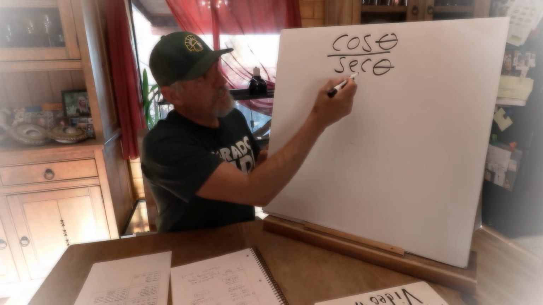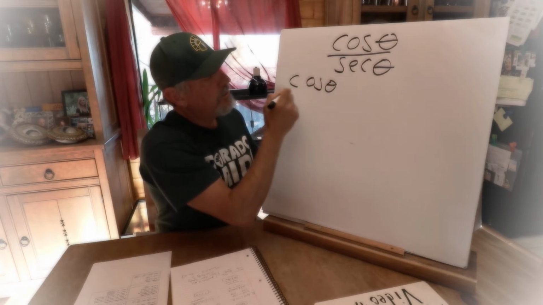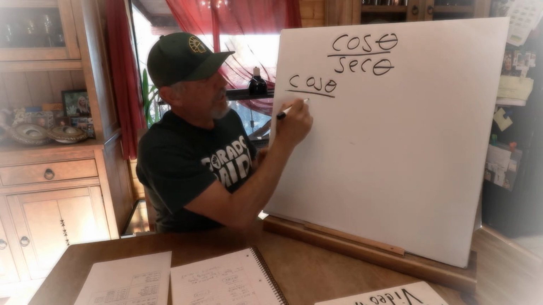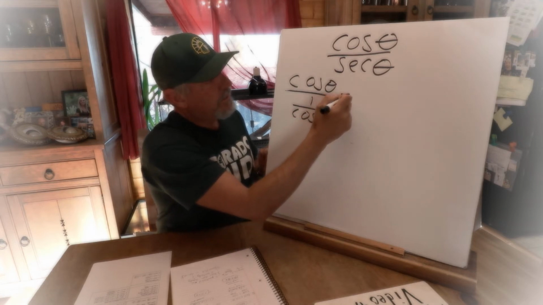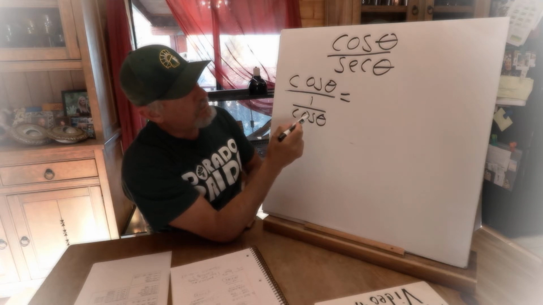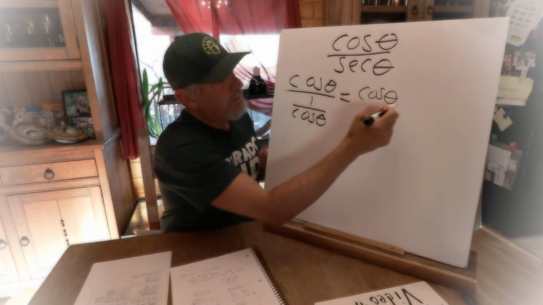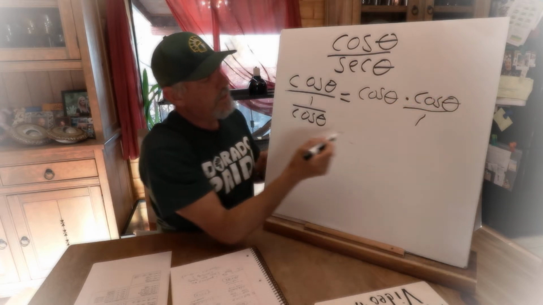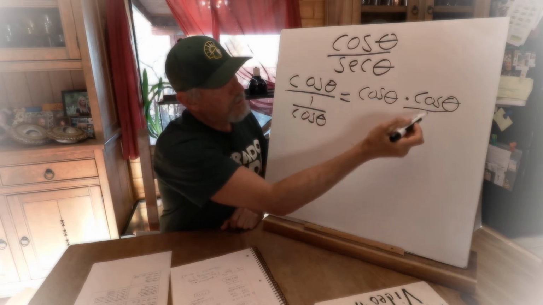So for instance, the secant can be written as 1 over cosine. So I rewrite this problem with cosine of theta, that's the same thing here, and then secant of theta I'm going to change to 1 over cosine of theta. Again, that is on your sheet. I'm going to change this 1 over cosine of theta to multiply by the reciprocal because we're dividing. So I'm going to rewrite this as cosine of theta times cosine of theta over 1. I change this from divide to multiply by the reciprocal.